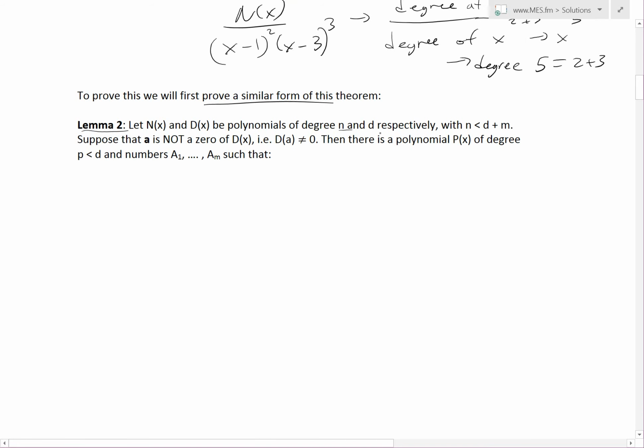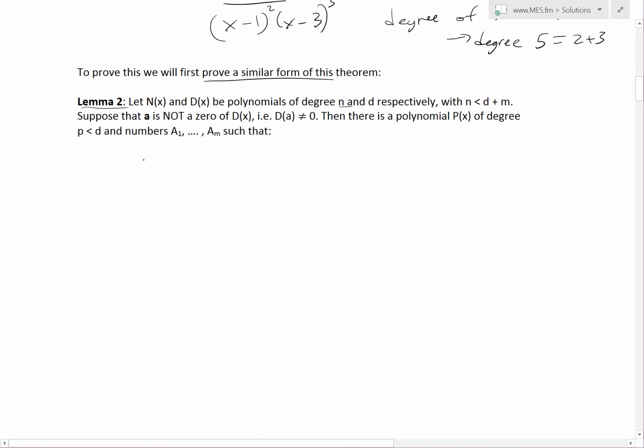So basically, lemma 2 states: let n of x and d of x be polynomials of degree n and d respectively, where n is less than d plus m. And suppose that a is not a zero of d of x, which means d of a is not equal to 0. Then there's a polynomial p of x of degree less than d, and numbers a1 all the way to am, such that, this seems a bit too much to take in right away, but I'll explain all of this.